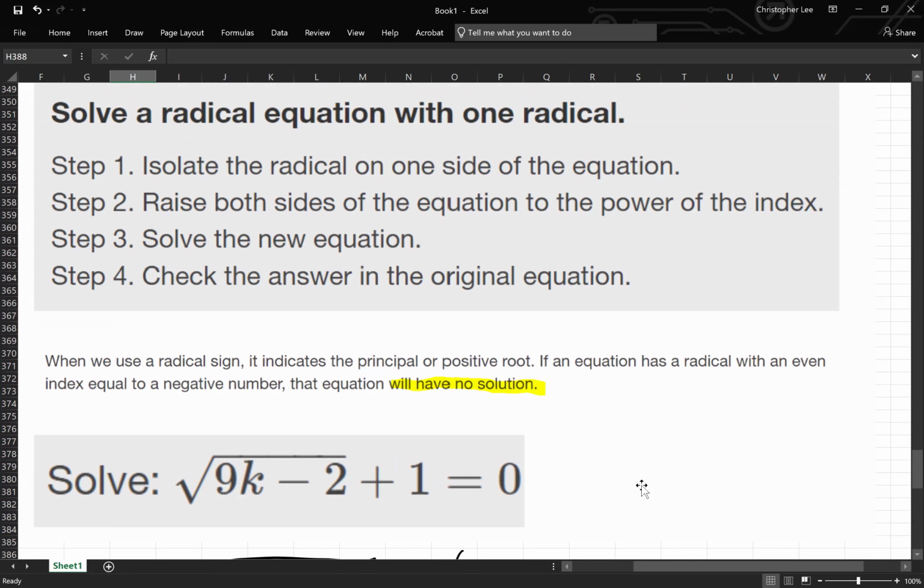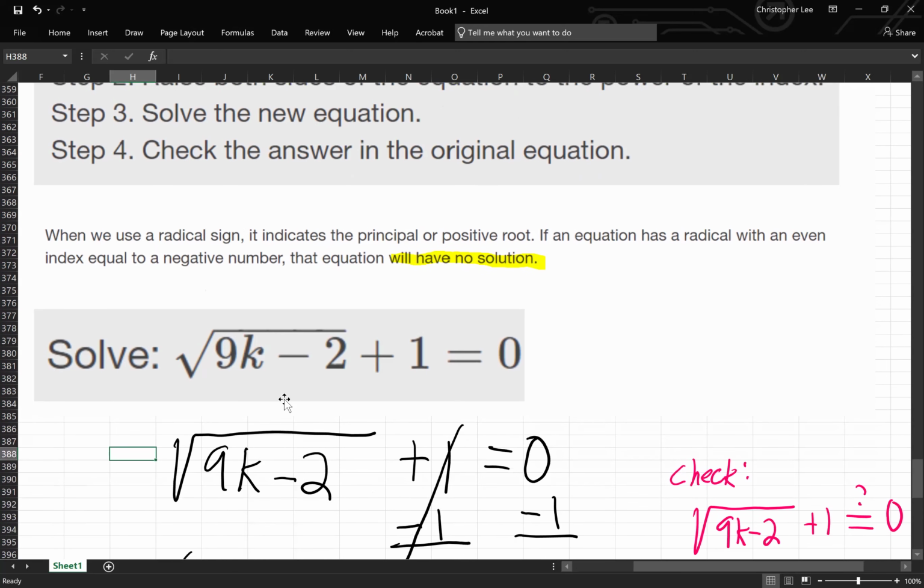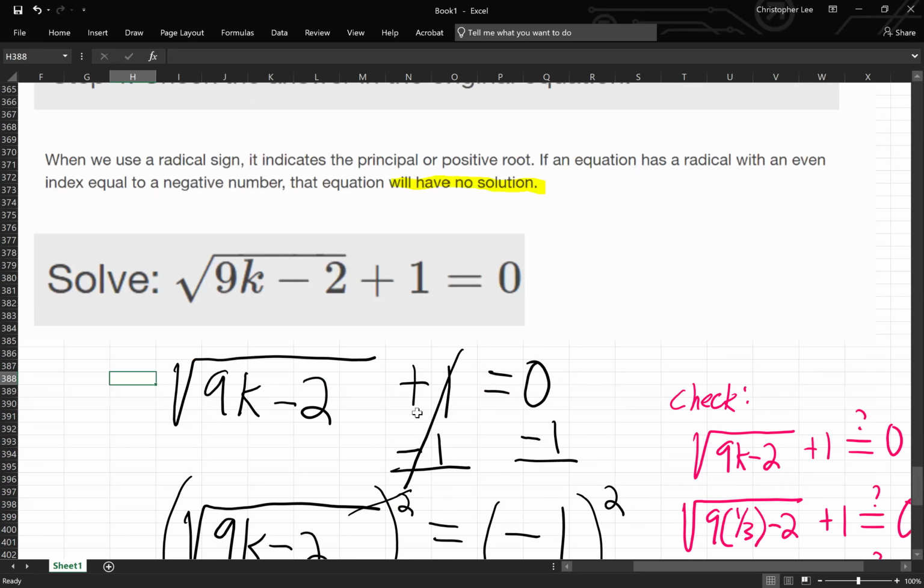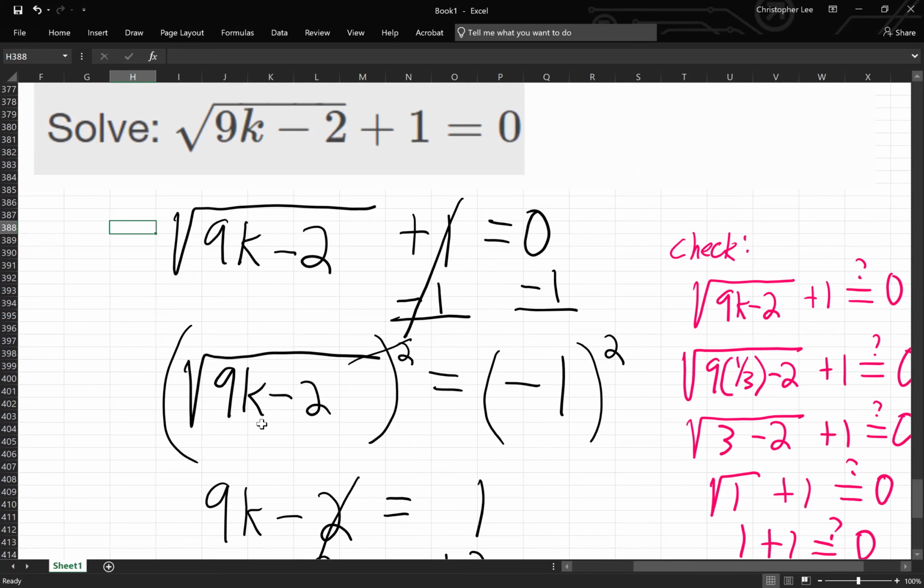Moving the radical, that's no solution when it's equal to a negative number. So like you see in this question, my first step was to subtract the 1 to isolate the radical, right? But you know that square root 9k minus 2 equals -1. There's nothing I can plug in there to get a -1 as an answer out. So just straight up, it has no solution, because it equals a negative number.